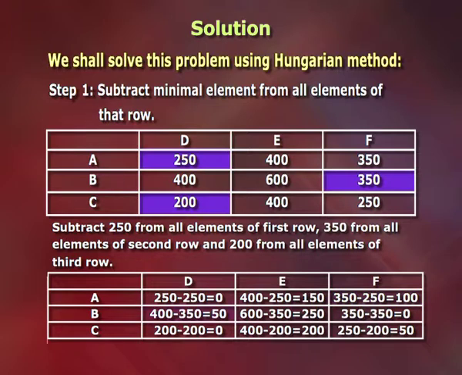The second row, we have to subtract 350. So 400 minus 350 is equal to 50. 600 minus 350 is equal to 250. 350 minus 350 is 0.